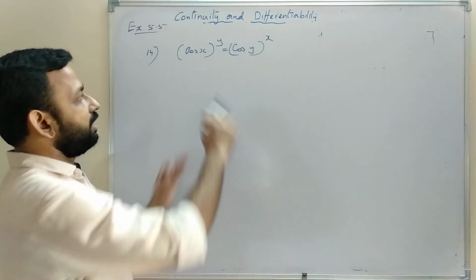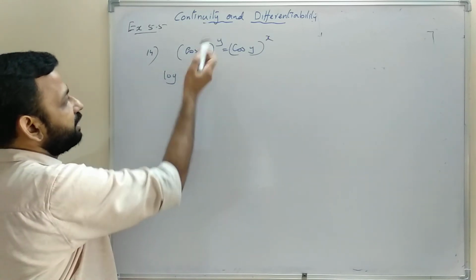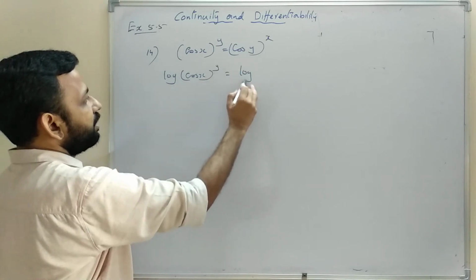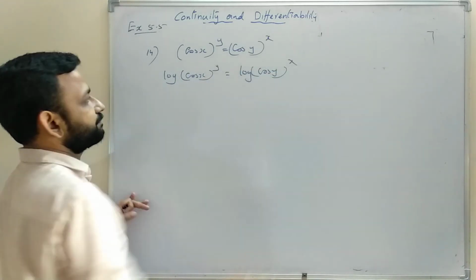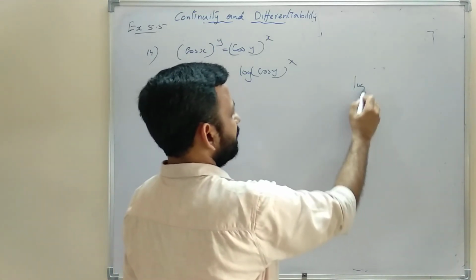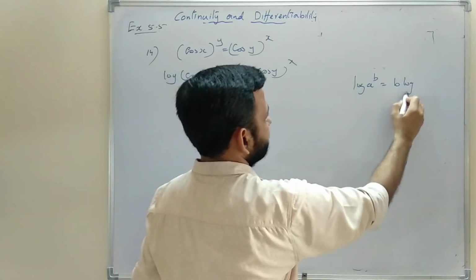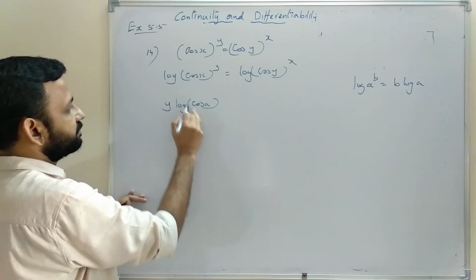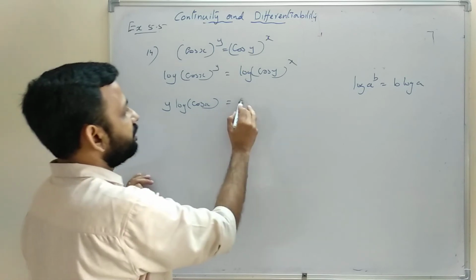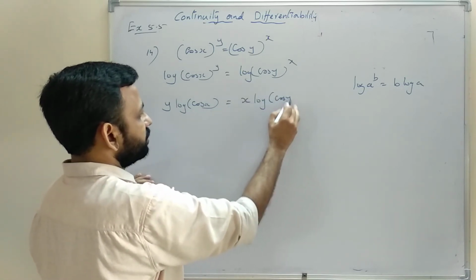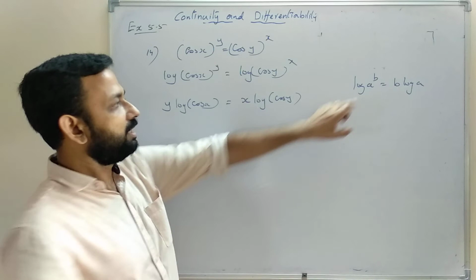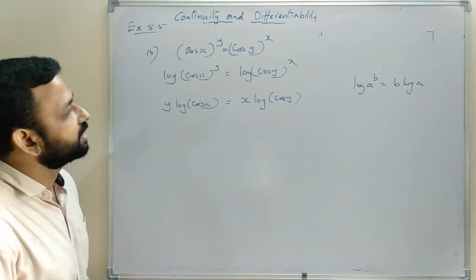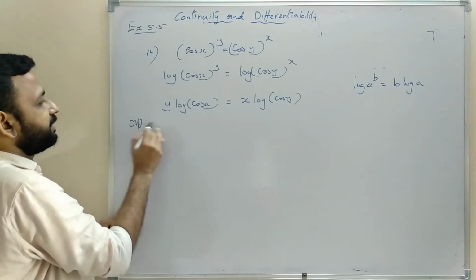We can take log on both sides: log LHS equal to log RHS. So log of cos x raised to the power y equal to log of cos y raised to the power x. Then log a raised to b equal to b log a, so we will write y log cos x equal to x log cos y. Now we can differentiate with respect to x.